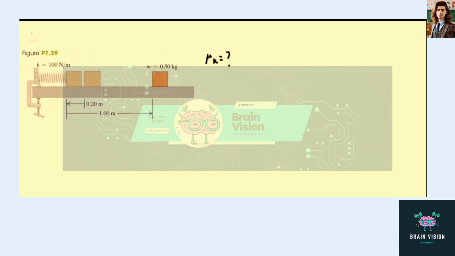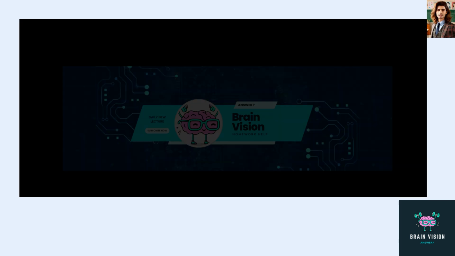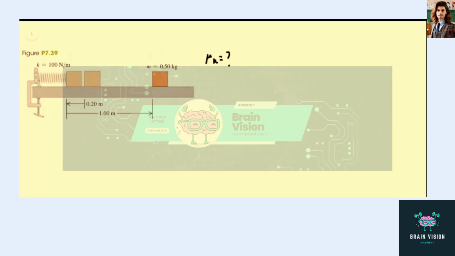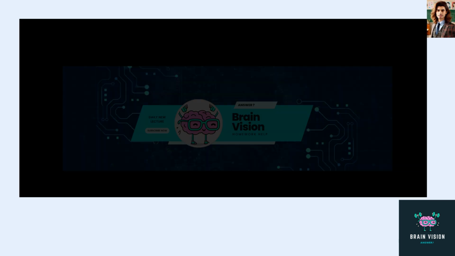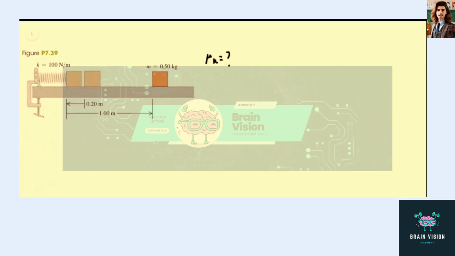So we have a block on a table with friction and a spring. And so we take the block and compress the spring by 0.2 meters, spring constant of 100 newtons per meter. We release it from rest. So its initial speed is 0, and then 1 meter later it comes to a stop. And we want to find what is the coefficient of kinetic friction between the block and the table.